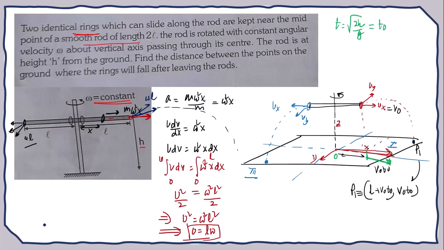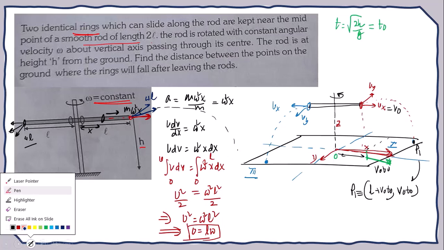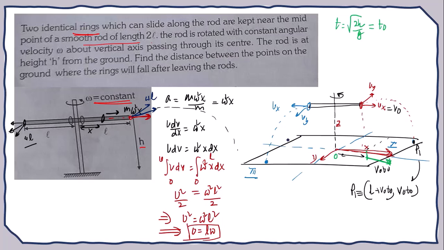Similarly, the coordinate of the P2 point will be how much? P2 will be similar to P1, so both will cover equal distance in x and y, but the x coordinate will be negative. So it should be equal to minus (L + V0 T0), and the y coordinate is also negative, minus V0 T0, because it is lying in the third quadrant.